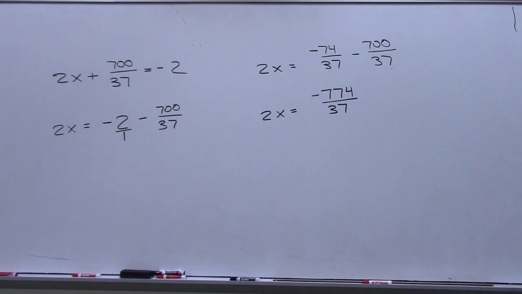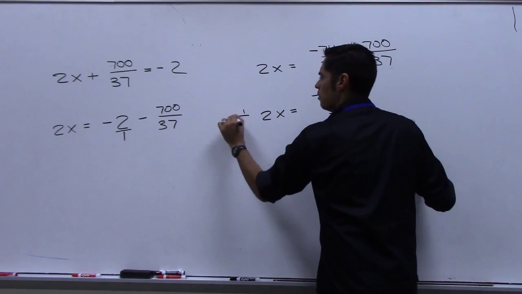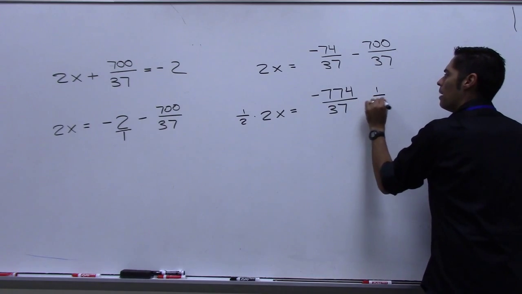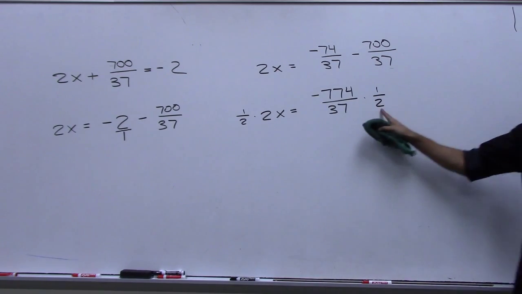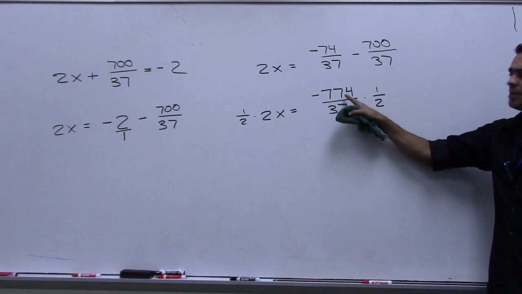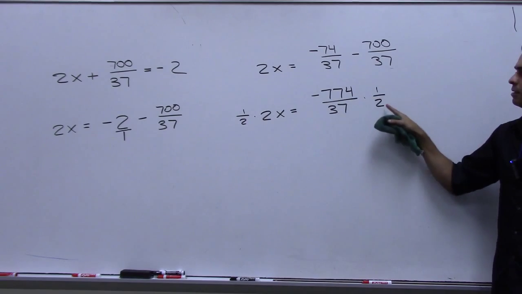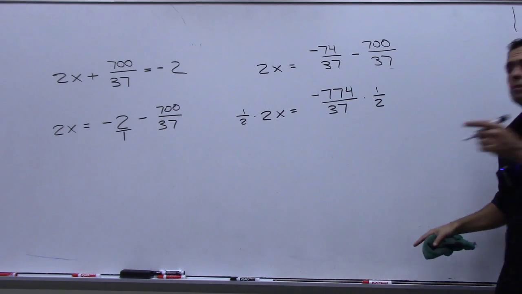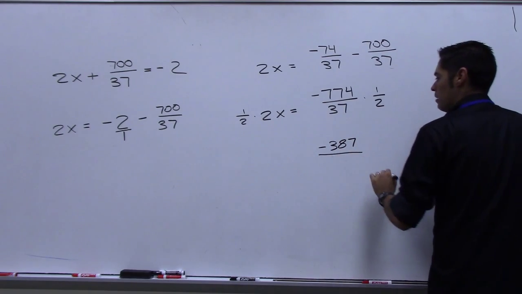Finally, divide both sides by 2 or multiply both sides by 1/2, however you want to do it. I like the multiplying by 1/2. And you could multiply 2 and 37 here, or because that's an even number, doesn't 2 go into that? Doesn't 2 go into 774? What is it? 387? 387?